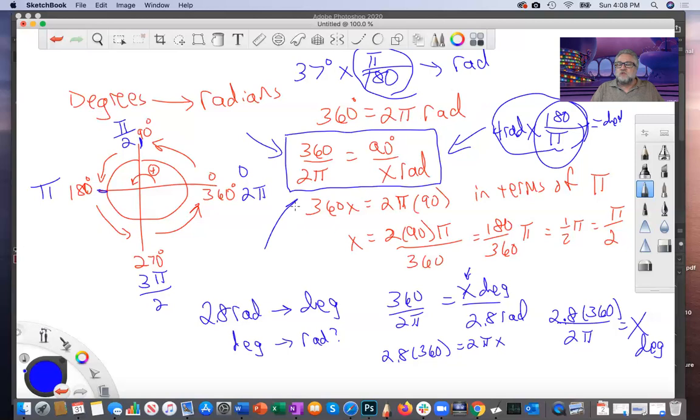Remember one equation, use these simple ratios: 360 and 2 pi are the same. 90 degrees and x radians are going to be the same. And it's just easier that way.